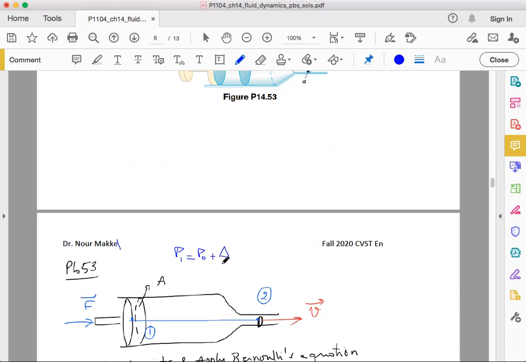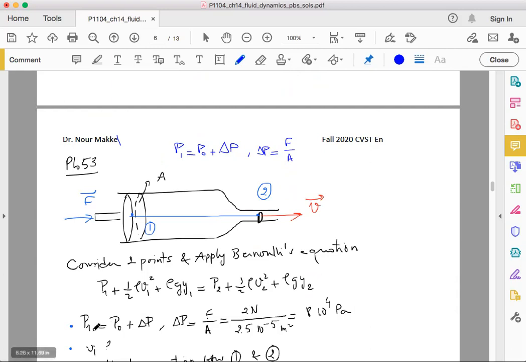And this delta P is actually the force divided by the cross-sectional area, since pressure, as we know, is force over area. So this force is nothing else than the 2 Newton which was applied on the plunger, and A is the cross-sectional area of the plunger. So we end up with P1 equal to P node plus delta P, with delta P equal to, if you make the numerical application, 8 times 10 to the power 4 Pascal.